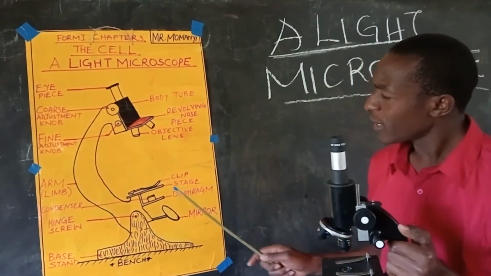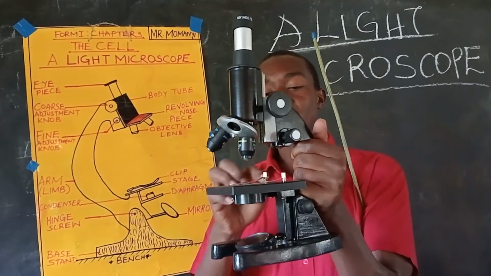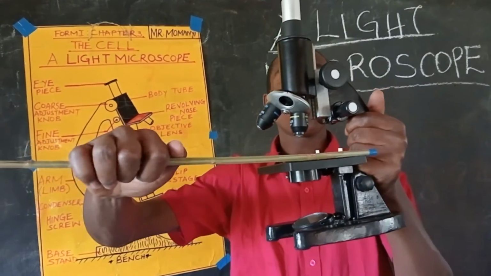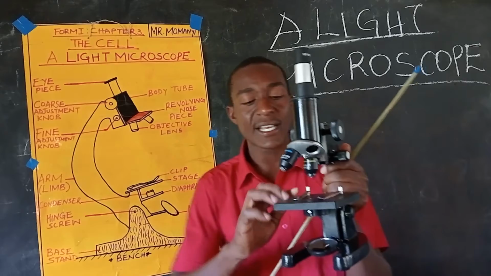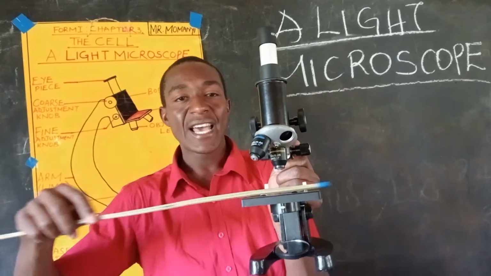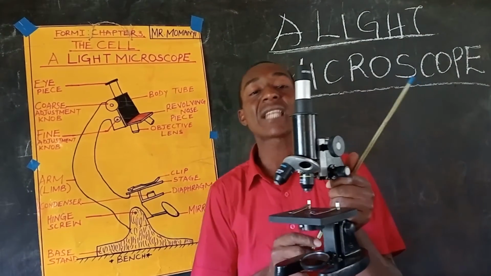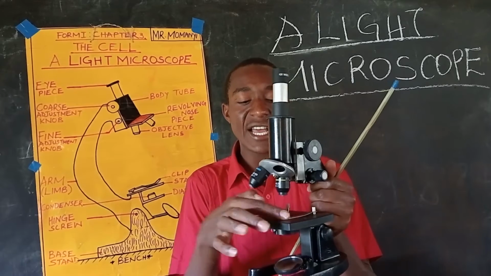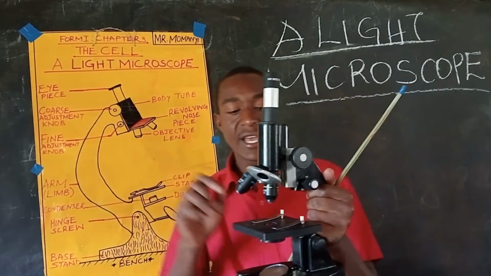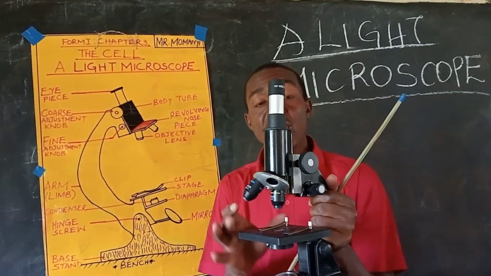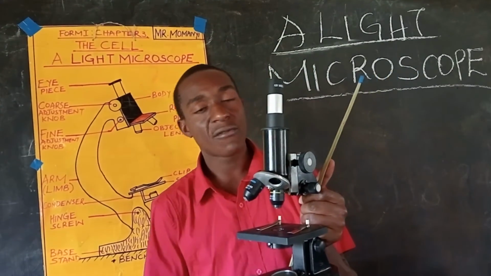We go back a little. We have the stage. The stage is right here. This is where a specimen on the slide is placed. It is a flat platform. You can see it is flat. You put your specimen here, and then you use the clips to hold that specimen in position. So the stage is a flat platform onto which the specimen is placed for examination.